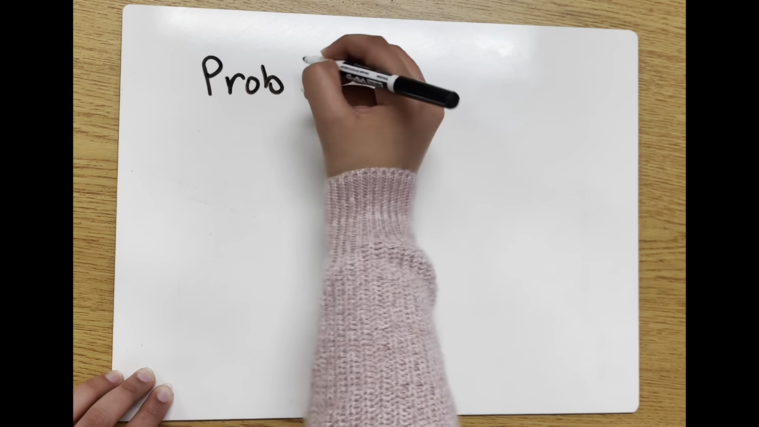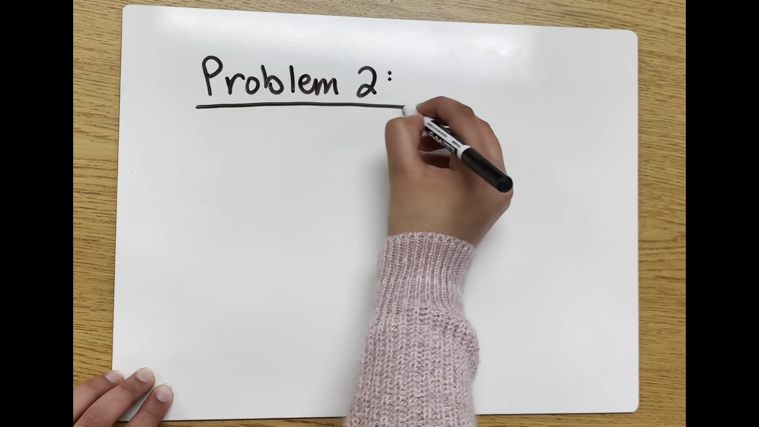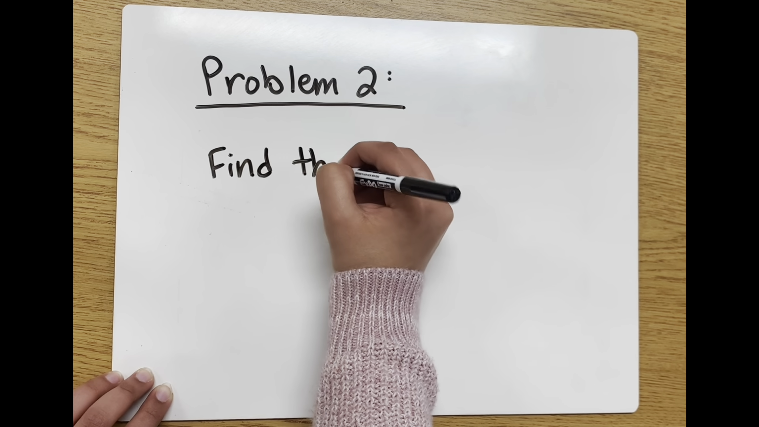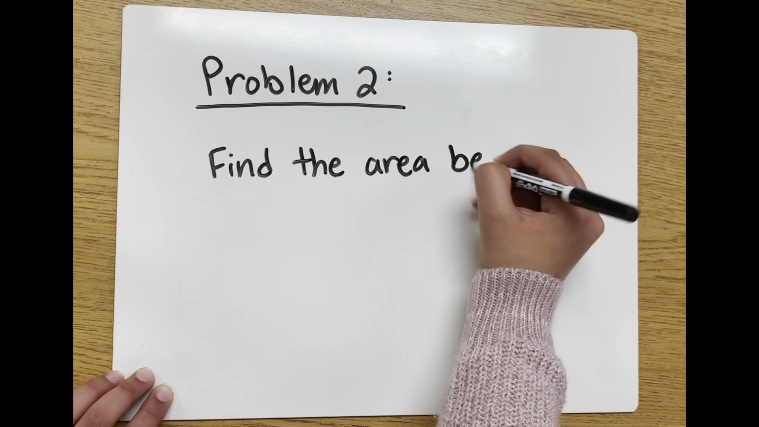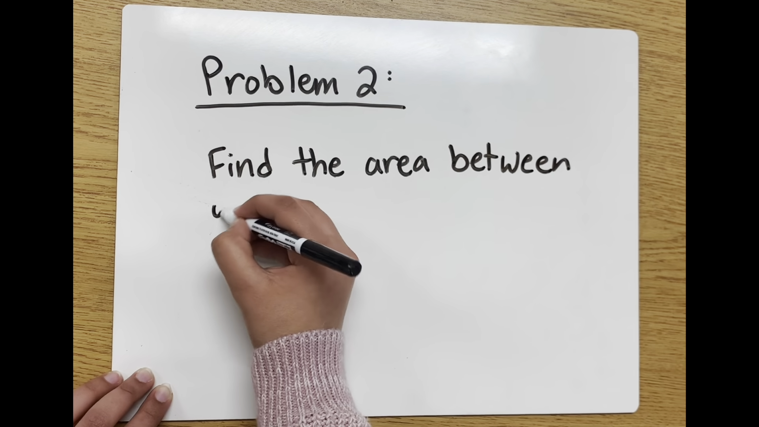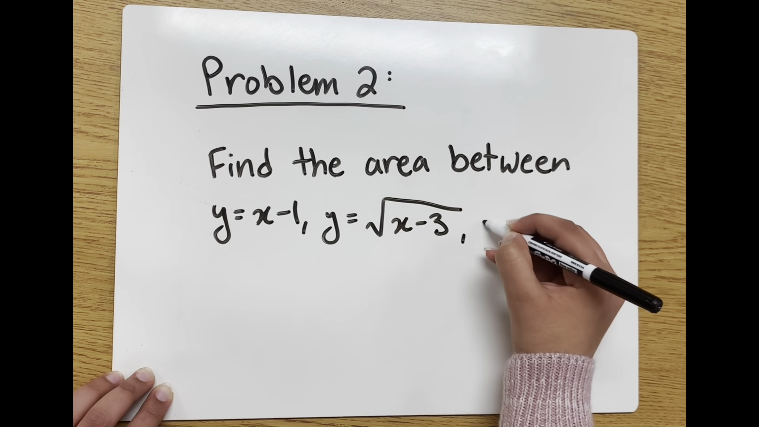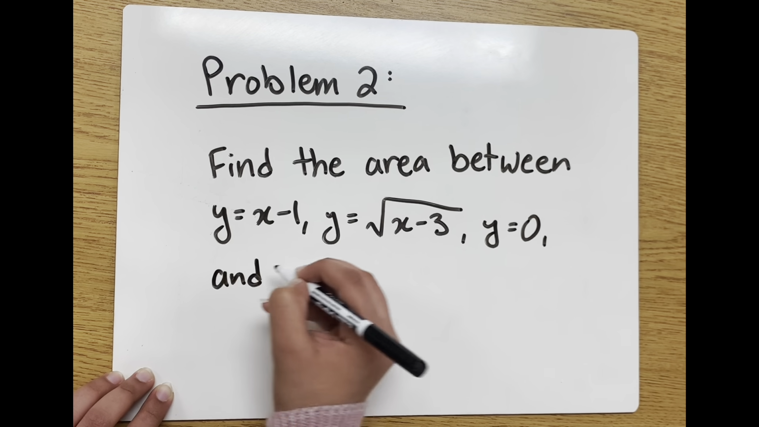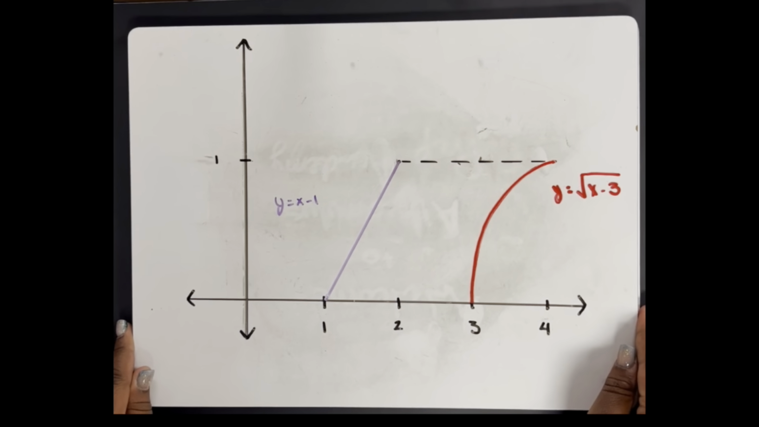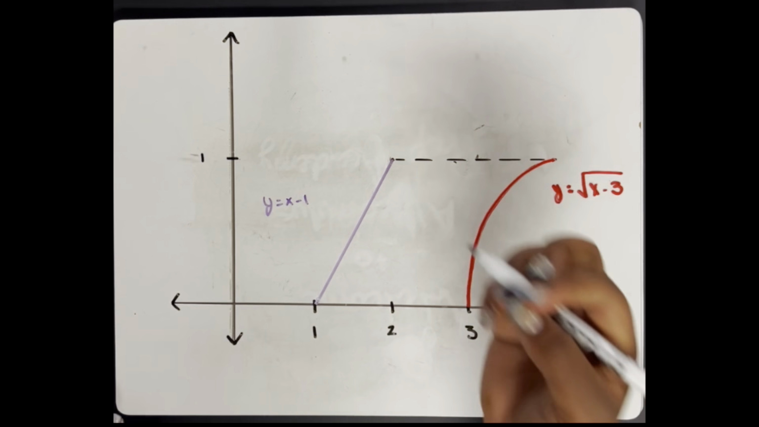Problem 2. Find the area between y equals x minus 1, y equals the square root of x minus 3, y equals 0, and y equals 1. In this problem, we can solve for the area in two different ways. First, we will try to solve with respect to x. Let's graph the function in accordance to the bounds given.